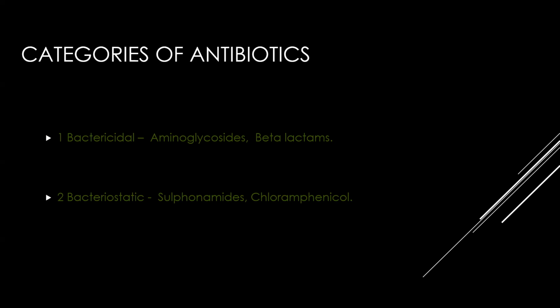Examples of this are sulfonamides or chloramphenicol. Now the second class of chemotherapeutic agents is antimetabolites.